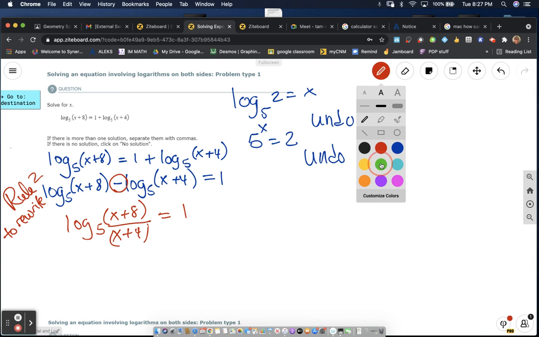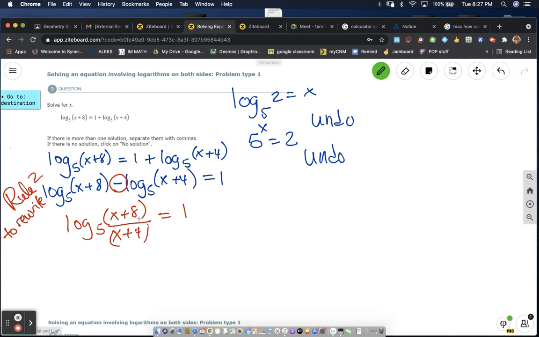Okay, so I'm going to do it in a different color. So we have log 5 of x plus 8 over x plus 4. We don't want the log 5 anymore, so to undo a log, you exponentiate. This is what I mean. This is another rule that we haven't talked about. We had log 5 of 5 equals 1, see how they matched? Well, here's the cool thing too: 5 to the log 5 of something cancels out, so you can undo it. When you're looking at this, the trick that we use is we exponentiate.